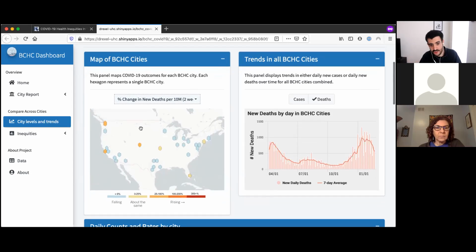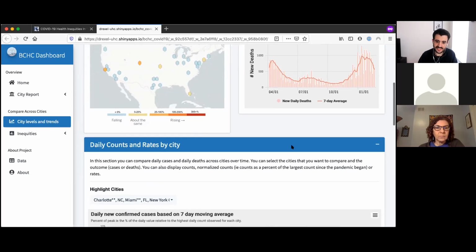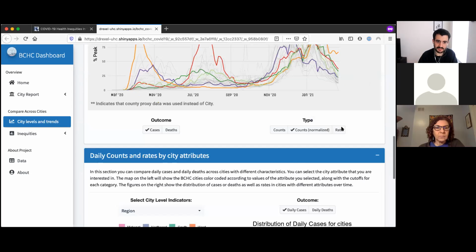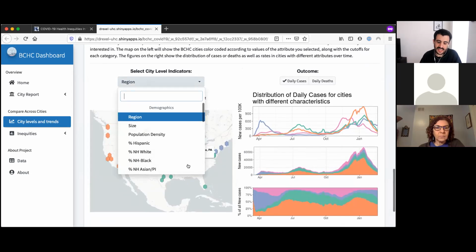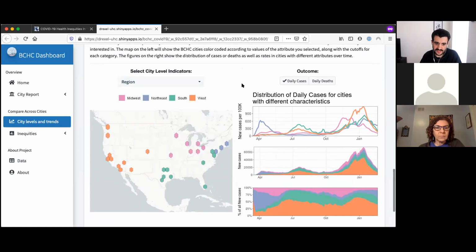Now, this gives you an overview around the country. This gives you a total overview, summing all of the cities. What if we were to separate them by some characteristics? And that's what we do in this part down here, where essentially we allow you to recategorize cities according to certain characteristics. The first one we show here is census region, where we use the census regions to categorize cities into Midwest, Northeast, South, and West.